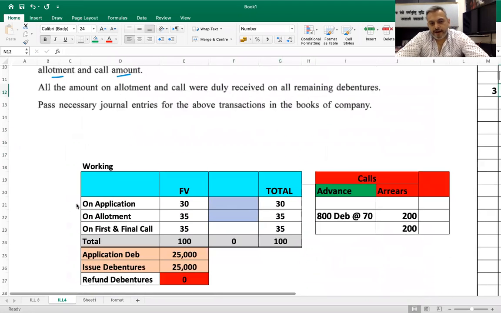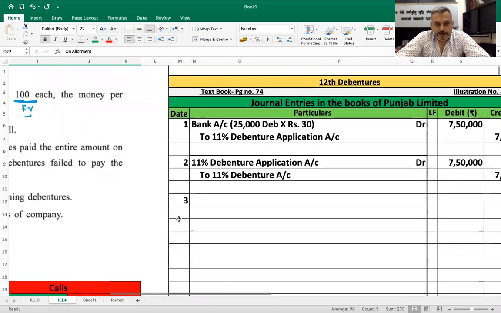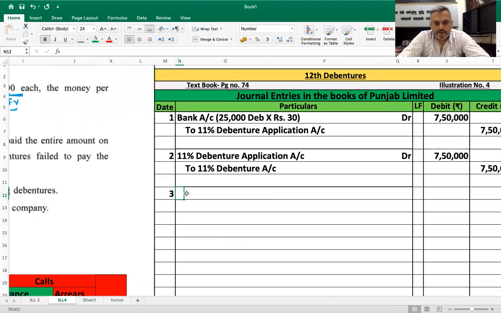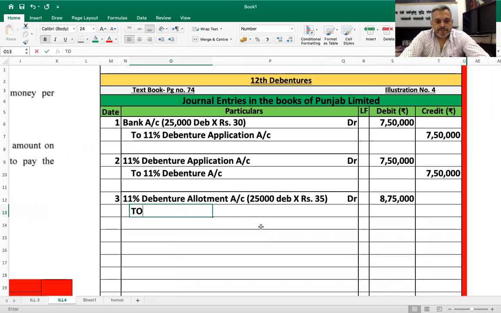Third, now in the third we have to be a little careful because at the time of allotment there are both advance and arrears, so both are there. So let's go first for call money on allotment. So 11% debenture allotment account, 25,000 debentures into rupees 35. That is what we are calling, 8,75,000, to 11% debenture account, 8,75,000. Now please be careful in the fourth entry.